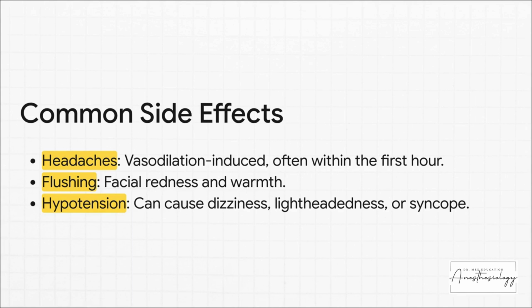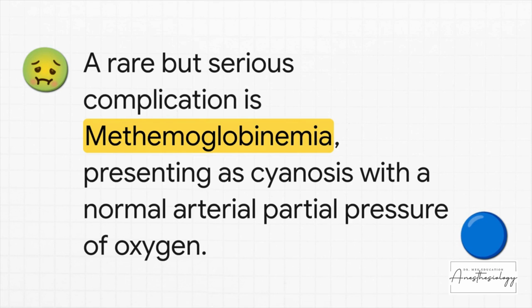Now, while it is rare, you absolutely need to have methemoglobinemia on your radar as a serious complication. The classic sign, the one that should set off alarm bells, is seeing a patient who is cyanotic, they look blue, but has a completely normal arterial PO2 on their blood gas. That paradoxical finding means you need to intervene immediately.